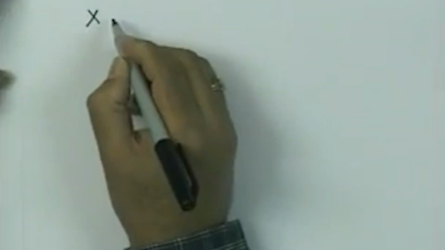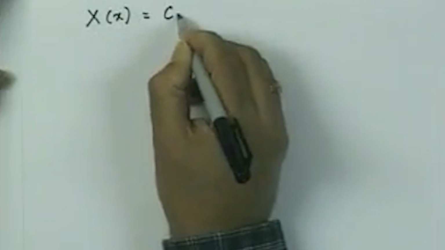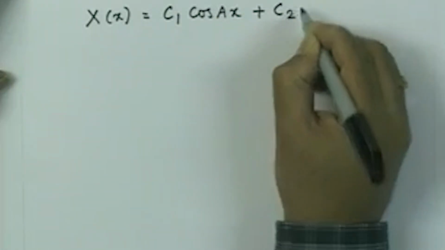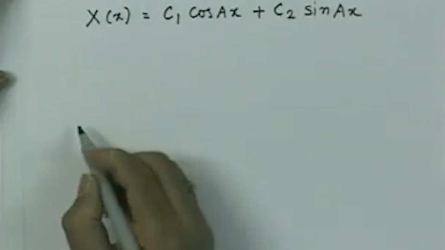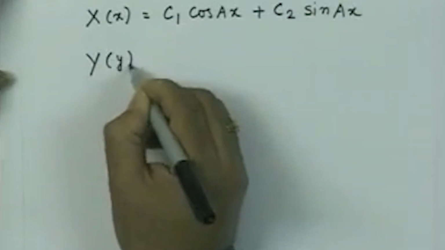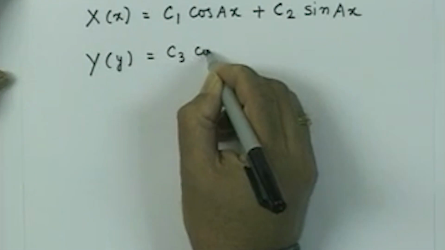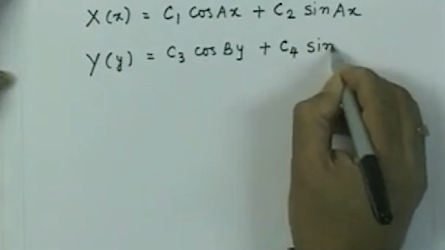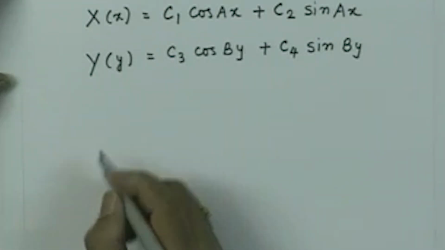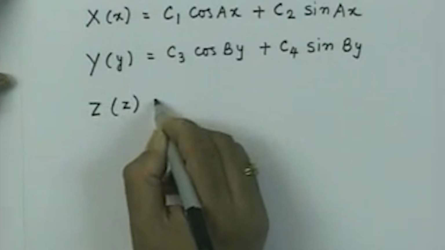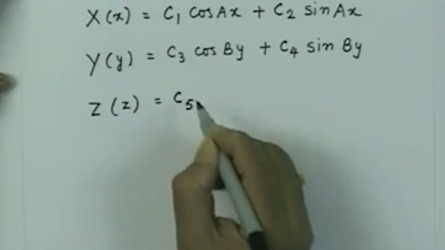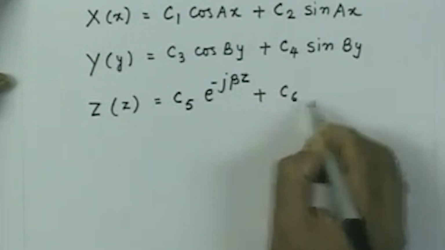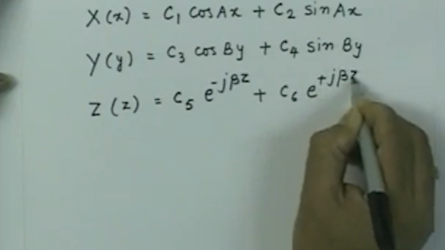So, the capital X as a function of x will be some arbitrary constant C1 cos of Ax plus some other constant C2 sin of Ax, Y as a function of y will be some constant C3 cos of By plus C4 sin of By, and Z as a function of z will be C5 e to the power minus j beta z plus C6 e to the power plus j beta z.